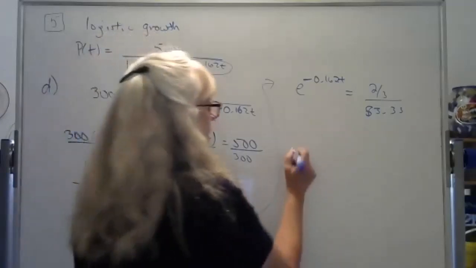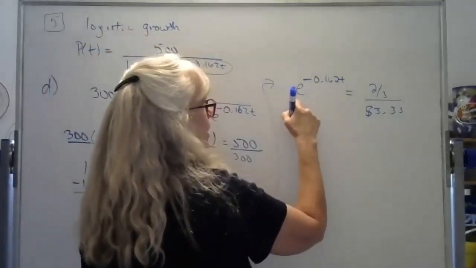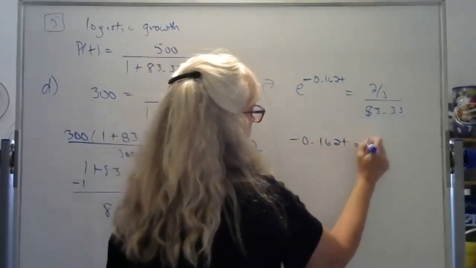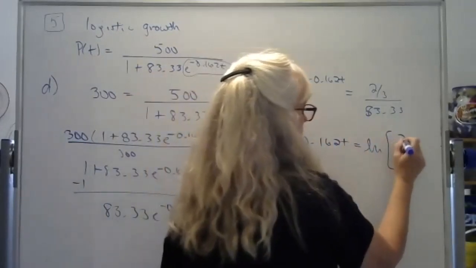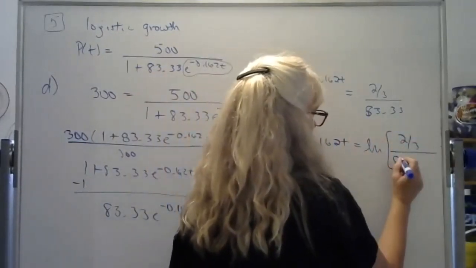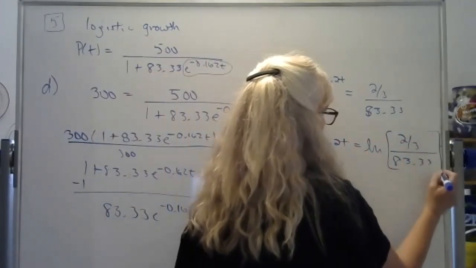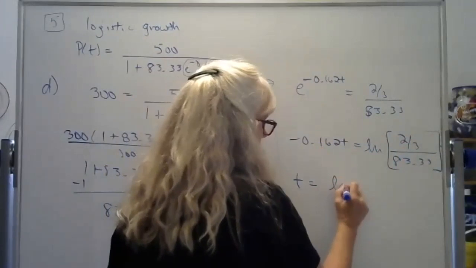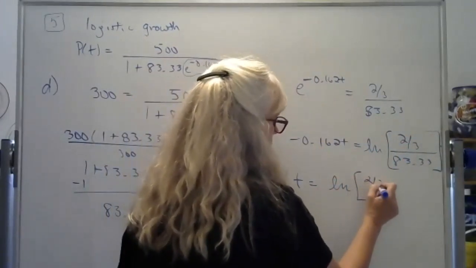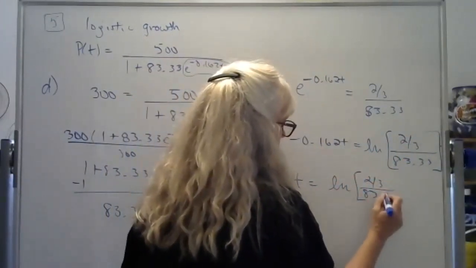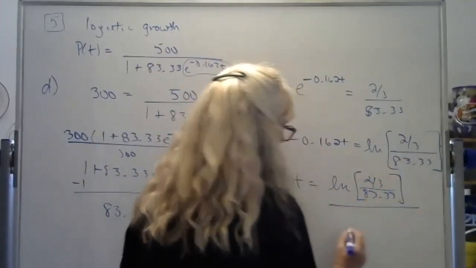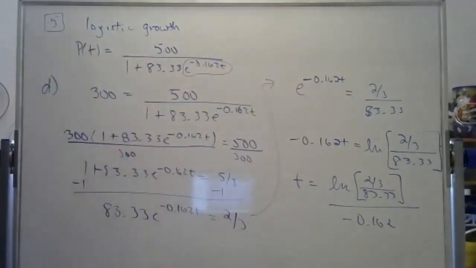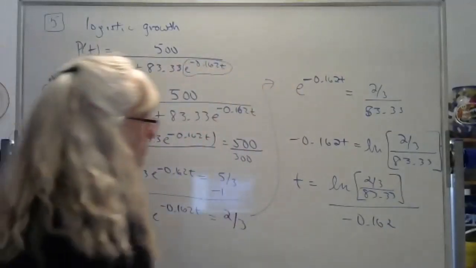So now we'll natural log both sides. On the left side, the natural log of e gives me 1. So I just have the negative 0.162 t equals the natural log. And be careful, it's 2/3 divided by 83.33. Then finally, we'll divide out the decimal that's out in front. So t is going to be the natural log of 2/3 over 83.33, all divided by negative 0.162. That would be the exact answer. And that is ugly.